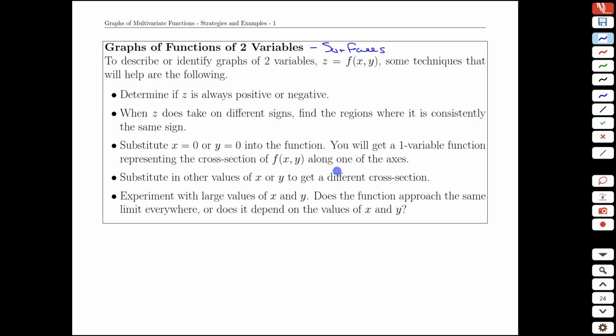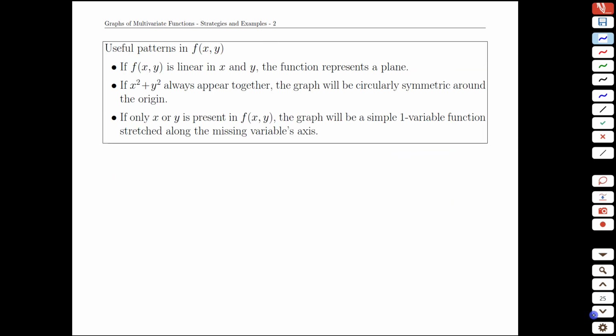This kind of construction or experimentation is stuff that you would have seen before, plugging in values. What is new are some patterns that we're going to see in the formulas for functions of two variables. One is if we see a linear function, and we literally mean there that f is equal to some constant times x plus another constant times y plus maybe a third constant, then what we're going to get as an object there is a plane. That should seem fairly reasonable as an extension of the straight line formulas, m times x.